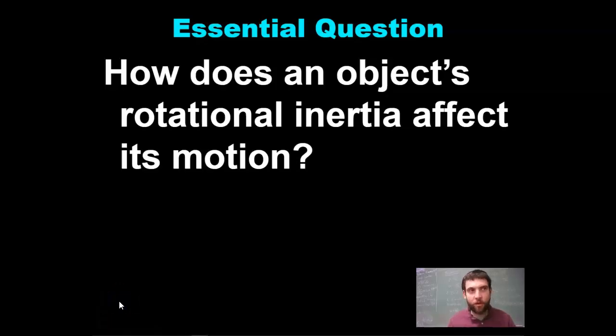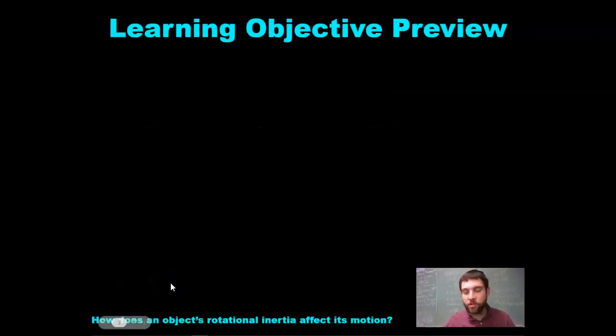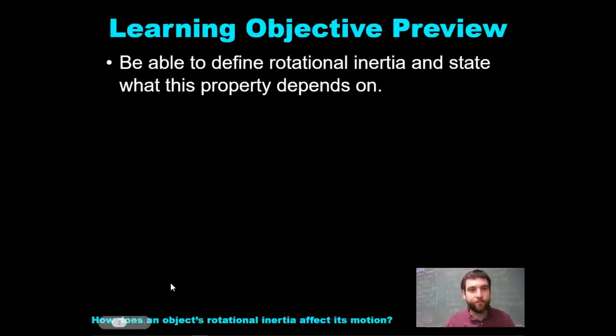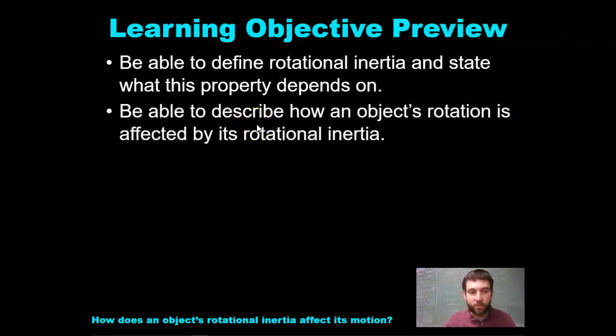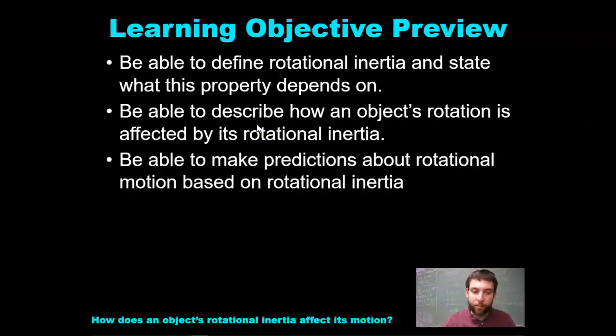As we continue going through rotational motion, it's now time to look at rotational inertia, also known as the moment of inertia. We're going to be learning how rotational inertia affects an object's motion, specifically rotation. We need to be able to define rotational inertia and state what this property depends on. We are also going to be able to describe how an object's rotation is affected by its rotational inertia, and we'll be able to make predictions about rotational motion based on rotational inertia.